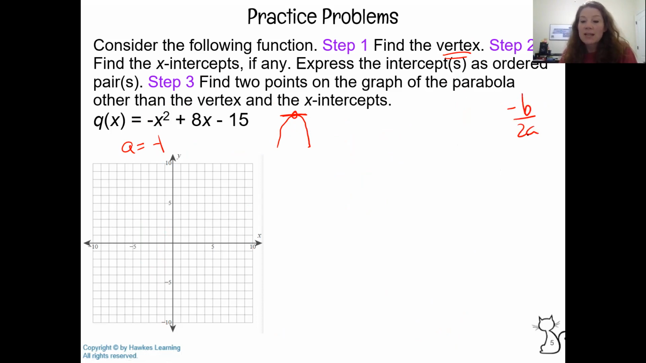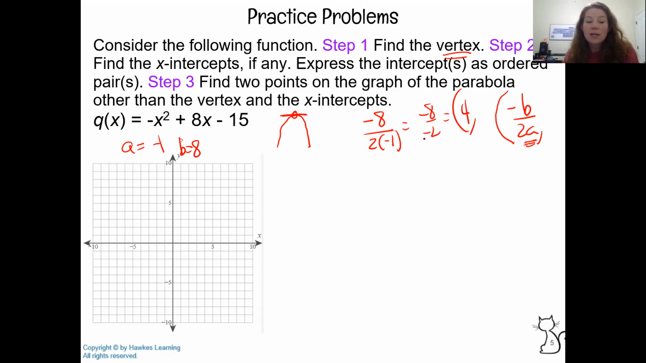-b/2a. We always use that to find the vertex and also to find the maximum and minimum x values. And then to get the y values, we plug in this value for x. So let's start with b is 8. So we want the opposite of 8 over 2 times a, and 2 times -1 is -2. So -8 divided by -2 is +4. So that's our x value.